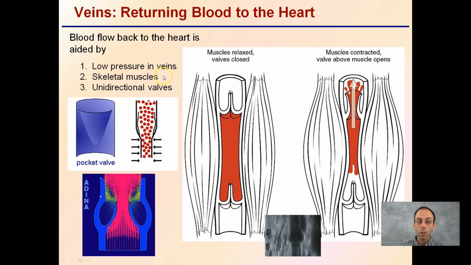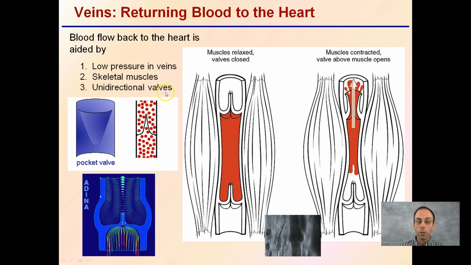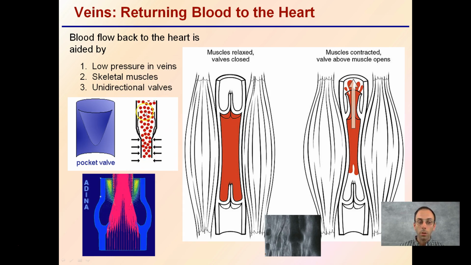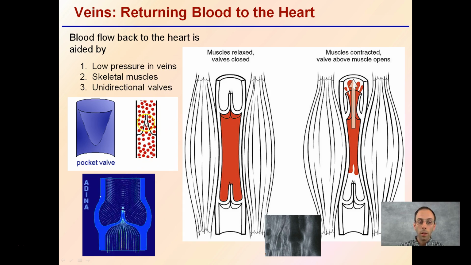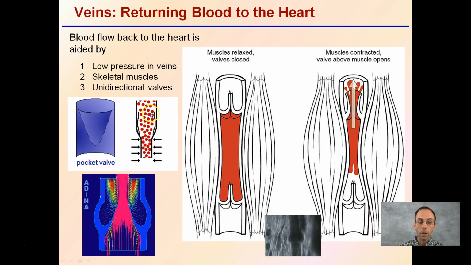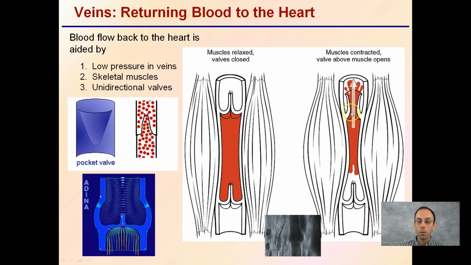They also have skeletal muscles and unidirectional valves. So as we see here, moving the blood this way, the valve opens. Then we see the valve closing here, preventing that backflow. We also see that here, blood flowing this way, and then that valve closing, preventing the backflow. You can see here muscles relax and the valve closes. And when the muscle contracts here, now we're able to force and move that blood through there.